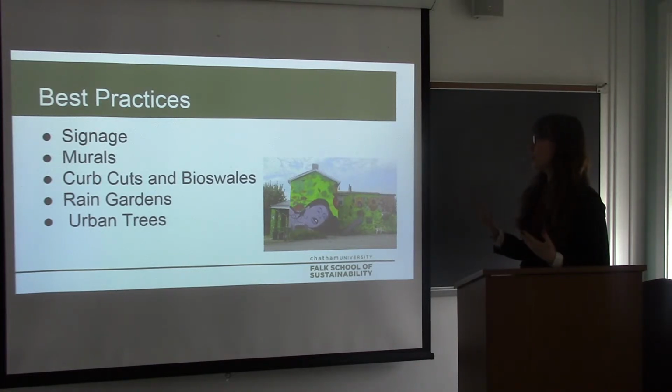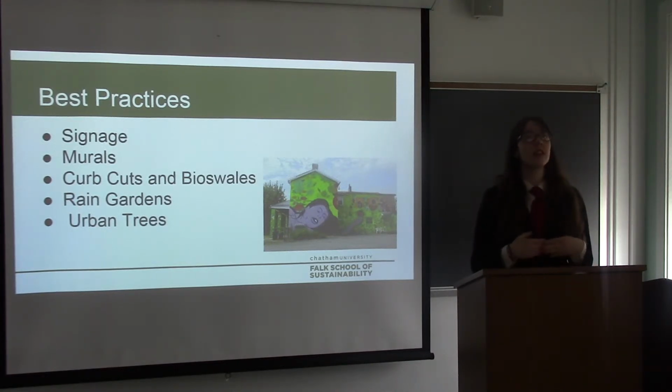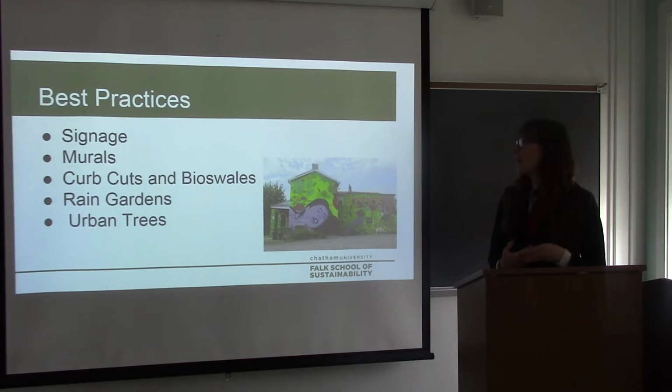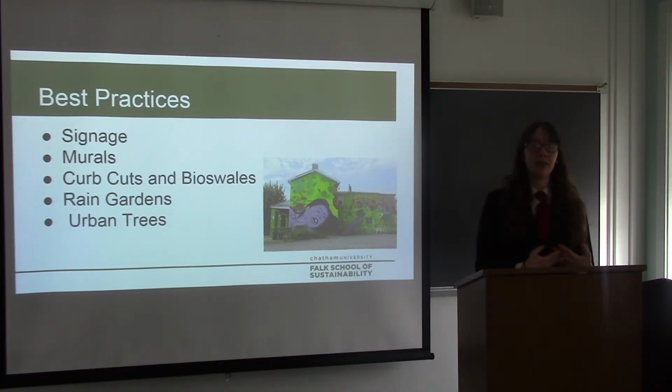Curb cuts and bioswales, along with rain gardens, help manage some of the stormwater runoff, as do urban trees. But another great aspect of them in terms of beautification is you plant a lot of native species, and so it increases species richness as well as urban biodiversity. And urban trees are great. They not only help with stormwater runoff, but they've also been shown to reduce crime in areas by 52%, as well as increase property values.